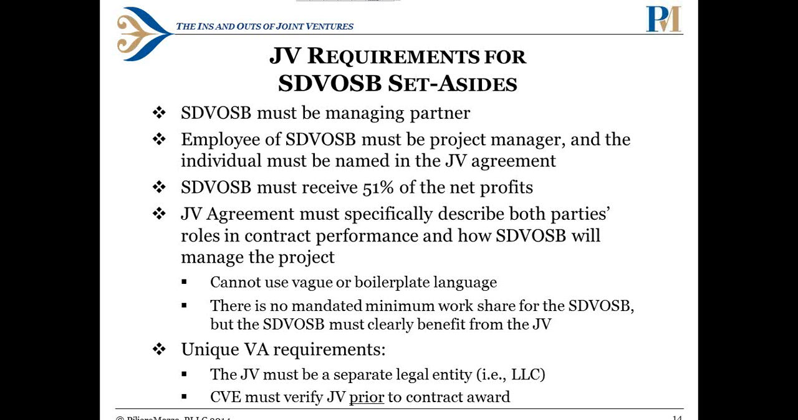The SDVOSB has to receive 51% of the profits. The joint venture agreement needs to get into some specifics about who's doing what. And the idea here, again, like with all these programs, is to ensure that the SDVOSB is getting something of benefit out of the arrangement. And they also want to make sure that there are terms in the agreement that the SDVOSB could enforce against its partner in the event of a dispute. So they're not going to let you get away with vague or boilerplate descriptions of we're both going to work together to get the job done.